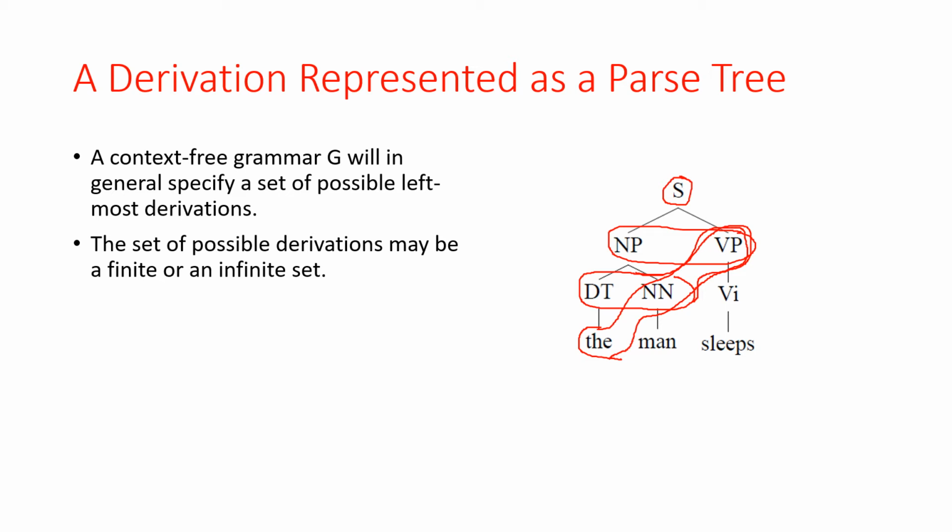Next, using the rule for NN, we would get the word man. So our next string in the sequence would be the man and VP. And finally, we use a rule to replace VP with VI, intransitive verb. So our next string in the sequence is the man, VI. And finally, we use a rule to replace VI with a particular word, in this case sleeps. So our final string in the sequence would be the man sleeps.